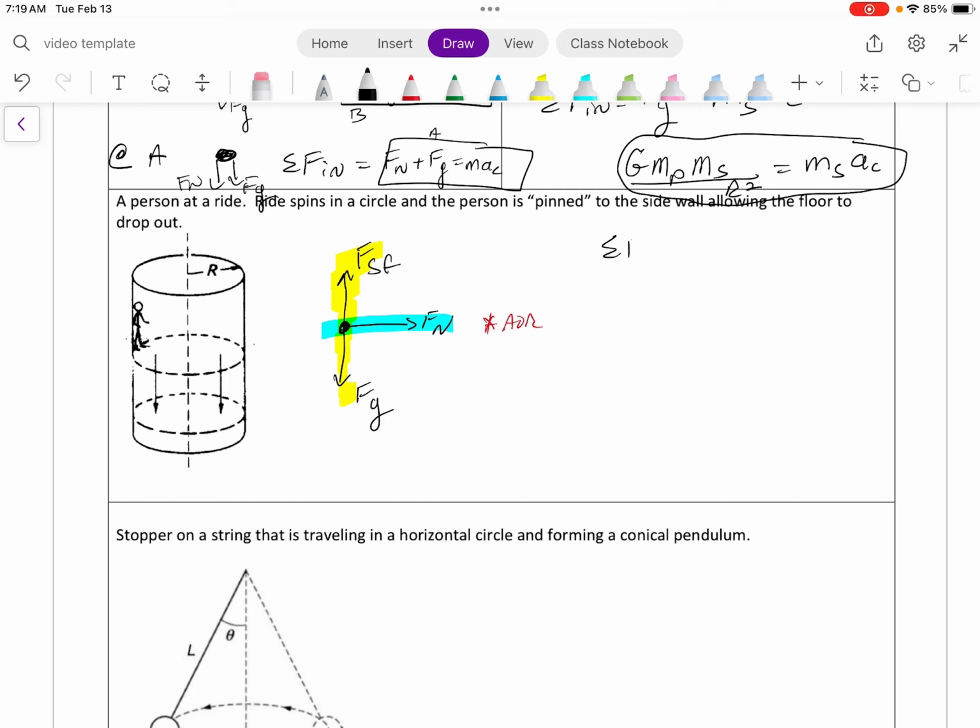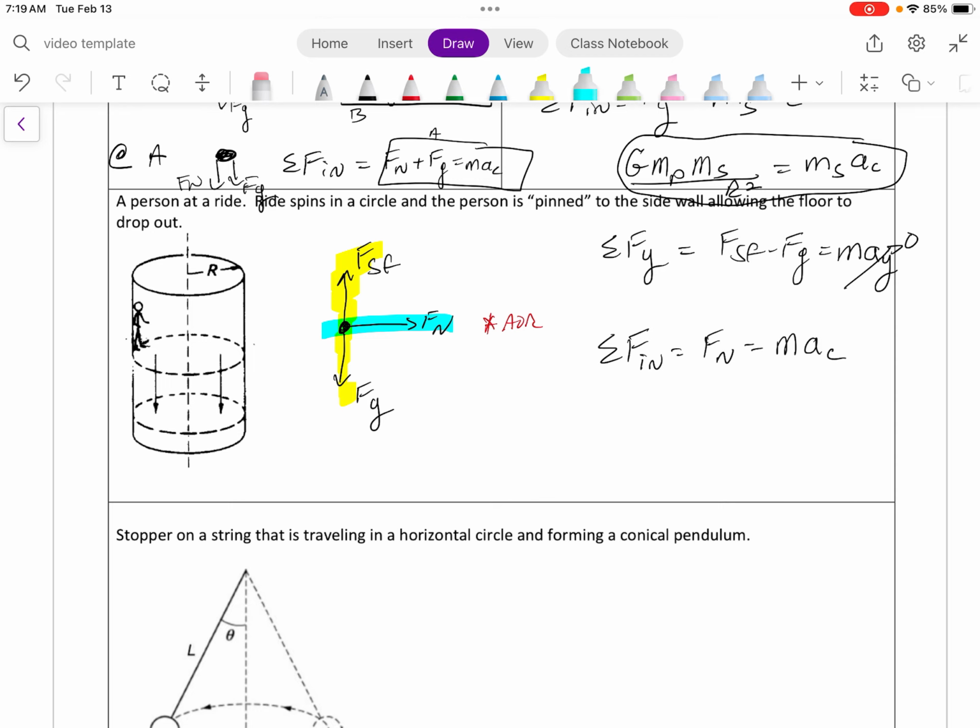So I will sum the forces in the y direction first. Force of static friction minus force of gravity equals mass of the person times acceleration in the y, which in this case is 0, because she's stuck to the wall. She's not accelerating in the y. And then I will sum the forces inward, and that will equal force normal. That's the only force in the inward direction. And that equals the mass of that person times centripetal acceleration.